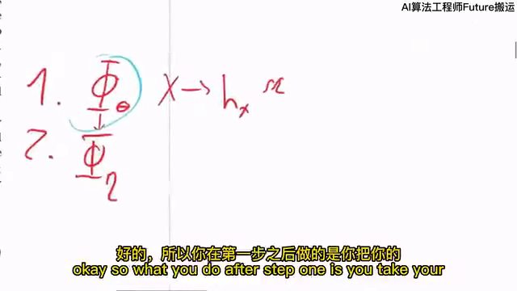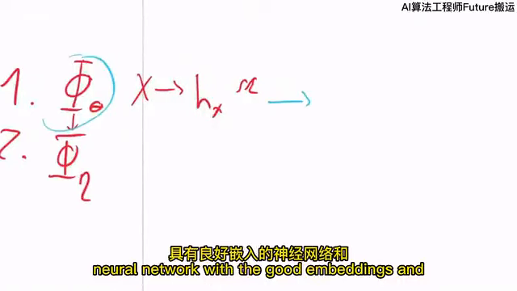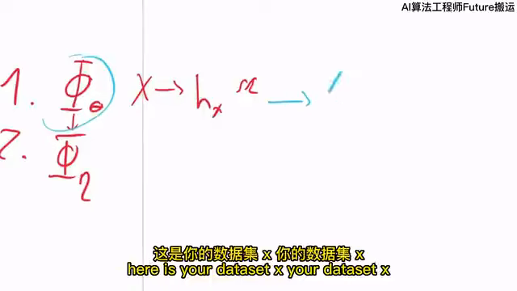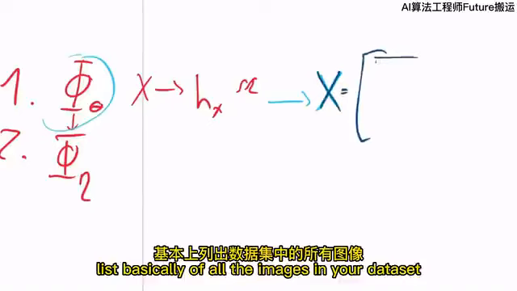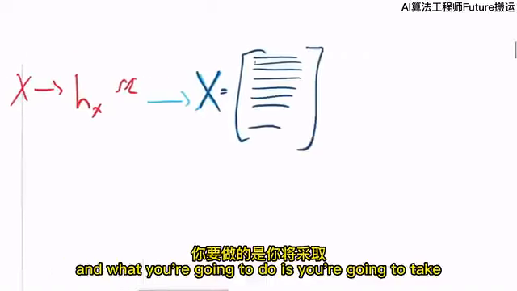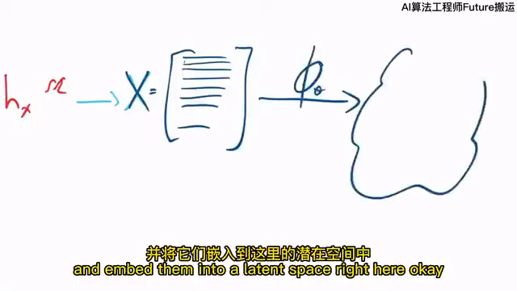Okay, so what you do after step 1 is you take your neural network with the good embeddings, and here is your dataset X. Your dataset X is basically a list of all the images in your dataset. And what you're going to do is take all of them, using that neural network that you just trained, and embed them into a latent space right here. Okay?